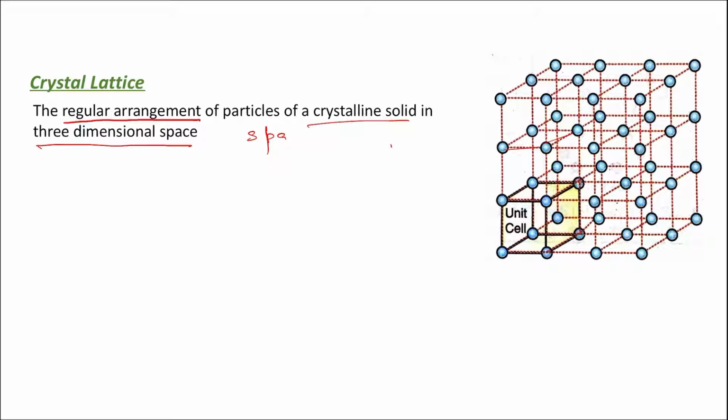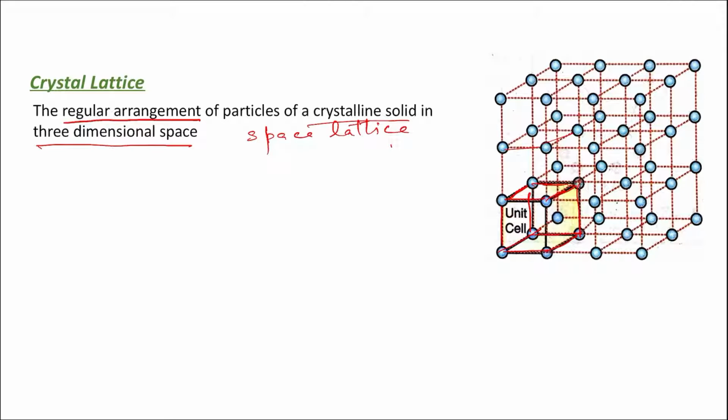This is called the crystal lattice, and we already know this can also be termed as the space lattice. Now just observe very carefully that this space lattice has a repeating unit. So if we are talking about this, this is known as the unit cell.